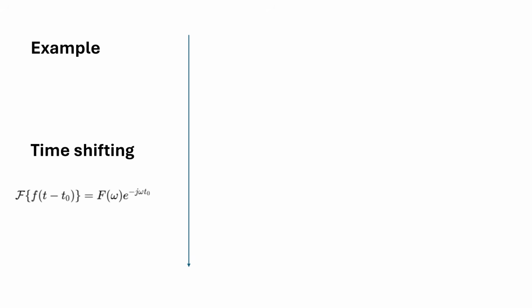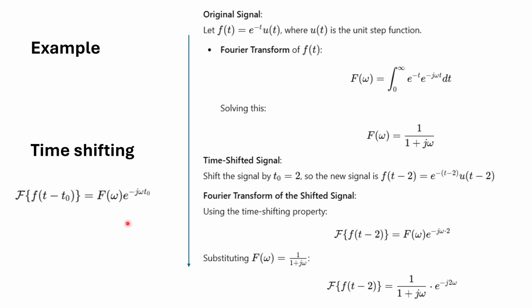Here are some examples, like for the time shifting property. As per the time shifting property, if you are shifting in the time domain, you multiply the frequency domain by this amount. So for example, here is your exponential of minus t, multiplying the function u of t. We know the Fourier transform of u of t, you put the exponential with minus j omega t and you will get this function. And now suppose t naught is equal to 2.